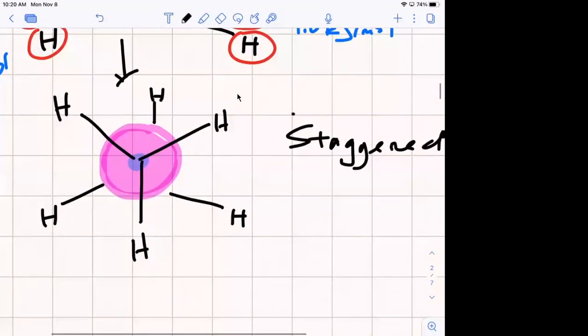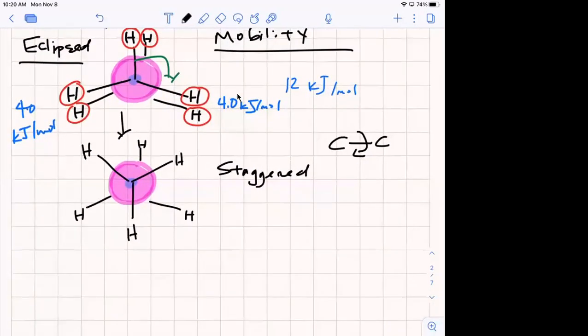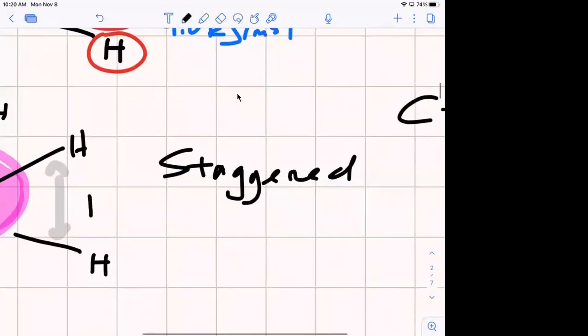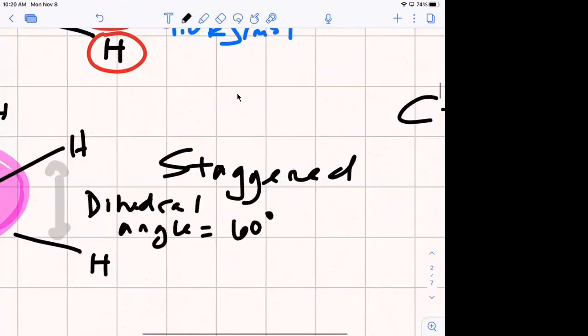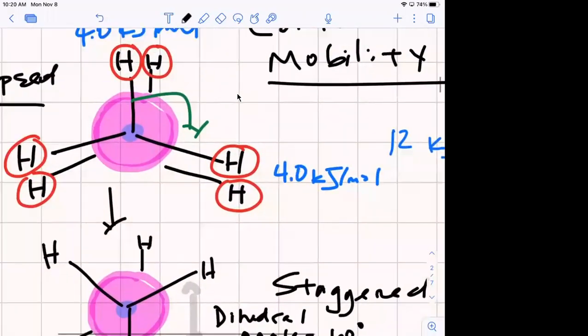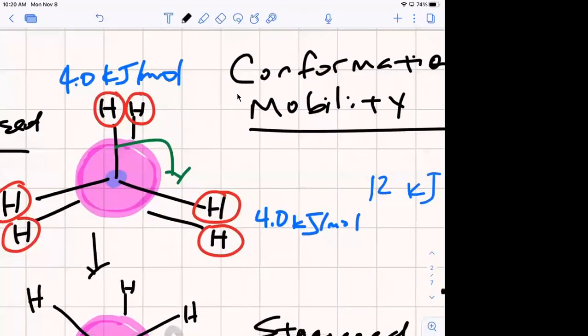So now what I've done in rotating around the bond is I've increased the angle between the hydrogens. Now this is what I call my dihedral angle. It is 60 degrees now between those hydrogens. Right up here, the dihedral angle is 0 degrees between the hydrogens.